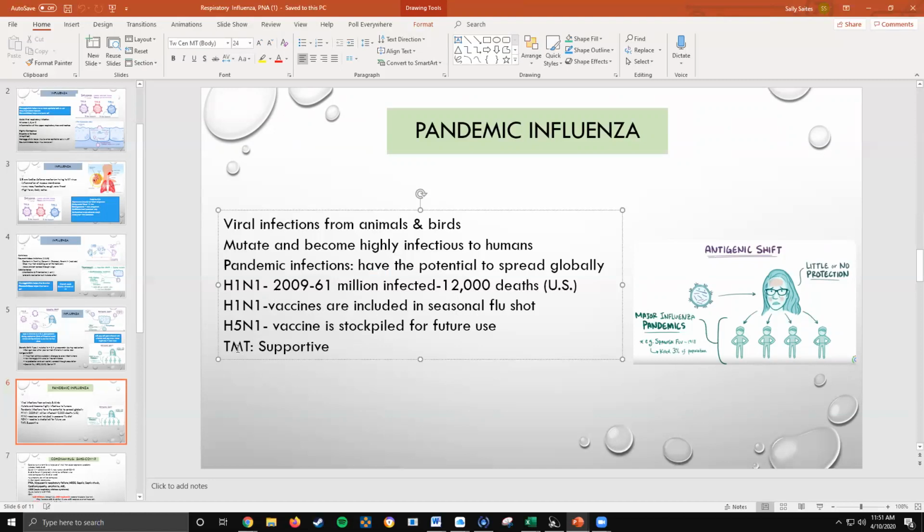There's another strain called H5N1. We have a vaccine for that, but it's stockpiled for future use in case it comes into play. And chances are that's what's going to happen with the COVID once we get an immunization. Either they will give it to us with the seasonal flu shot, or it'll be stockpiled for later use.